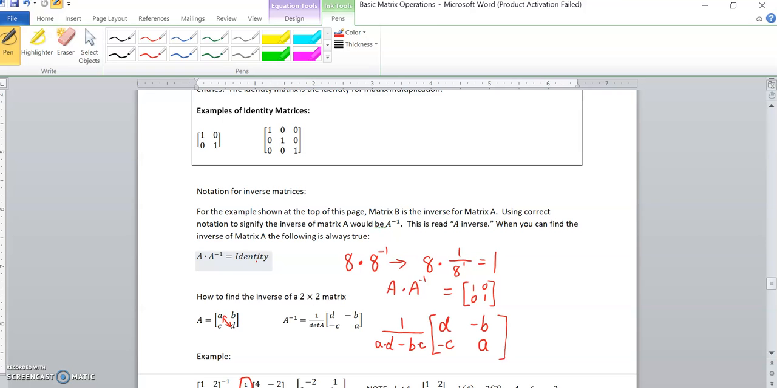So in order for a matrix to be the inverse of another matrix, you have to be able to take the order A times A inverse and get the identity, but also be able to take A inverse times A and switch the order and still get the identity matrix.